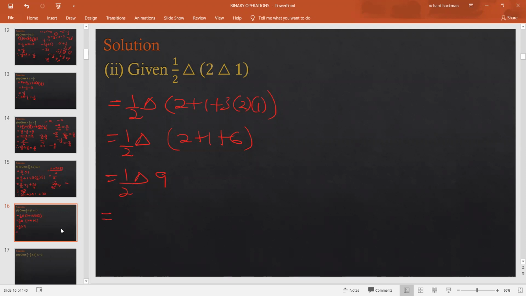So now what do we have? We are combining 2 elements under delta. So that will give us our first element, which is half, plus your second element, which is 9, then plus 3 times our first element, which is 1 over 2, then times our second element, which is 9. So in effect, we are going to get 1 over 2 plus 9. Then we check if you can reduce. Unfortunately, we can't reduce, so you need to go and multiply. So plus 3 times 9, that will give us 27 over 2.